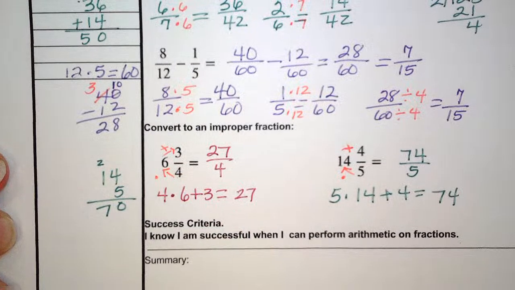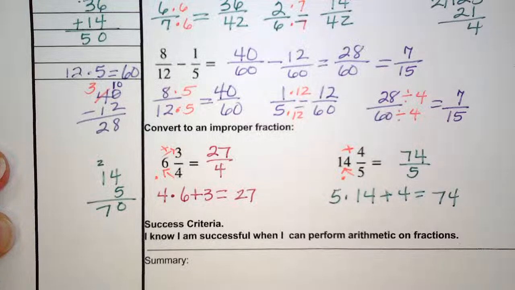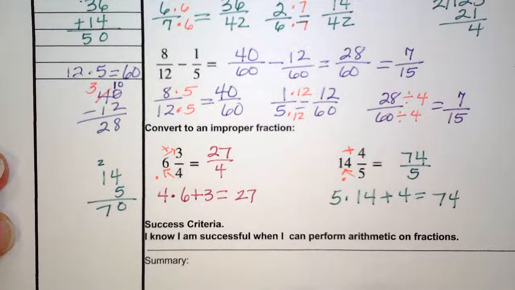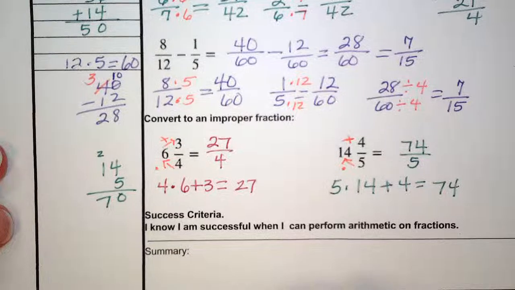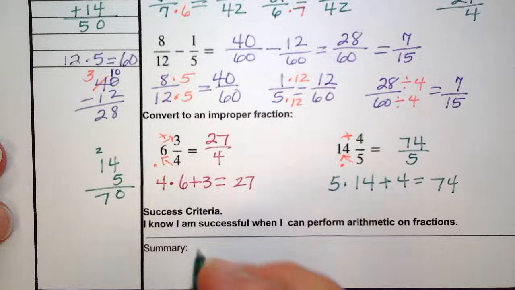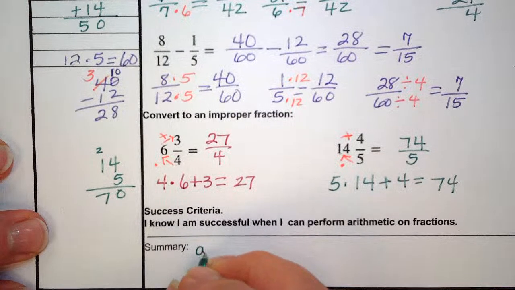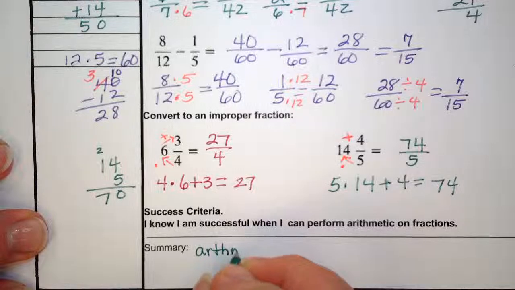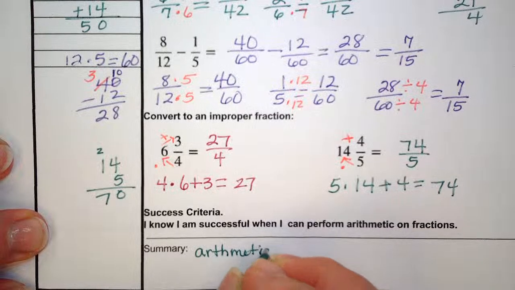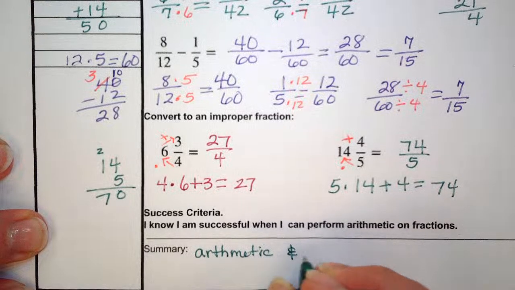If you were doubting it, that's the way you look at it. How do you know you're successful? You know you're successful when you're performing arithmetic on fractions correctly. So this is arithmetic and fractions.